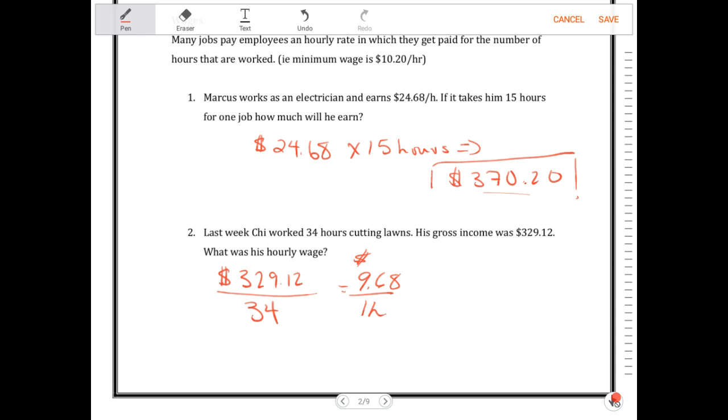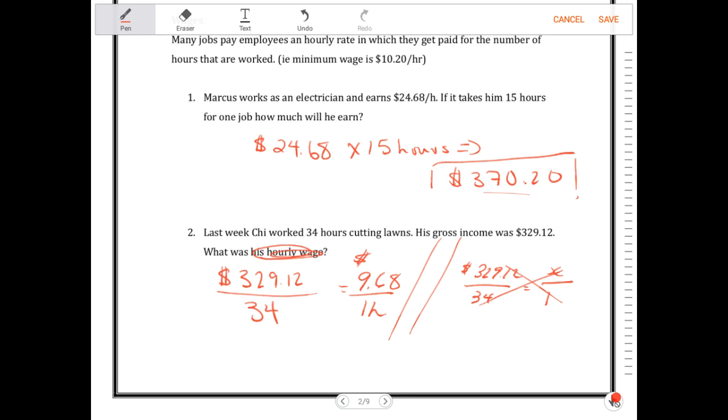Of course, you could have done our proportion method. You could have set it up like this. You could have gone, what do we know? We know it's 329.12 over 34. We want to know hourly wage. So how much is that for 1 hour? And we could have put our X right there and done the cross multiply and divide business. It's the exact same thing. It works every time. No big deal there.